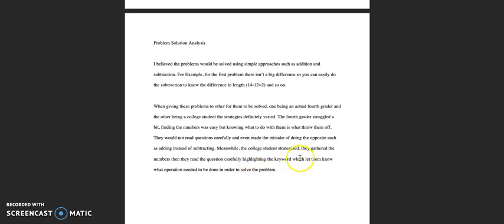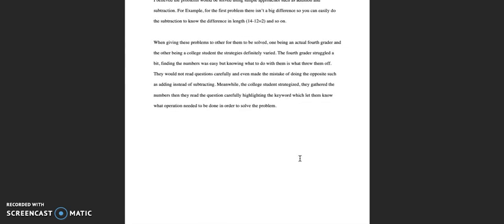Meanwhile, the college student strategized. They actually highlighted the numbers and highlighted the keywords, which let them know which operation needed to be done in order to solve the problem correctly.